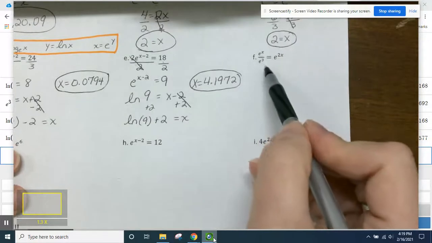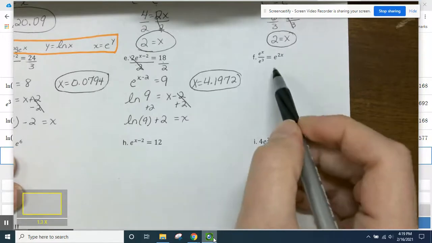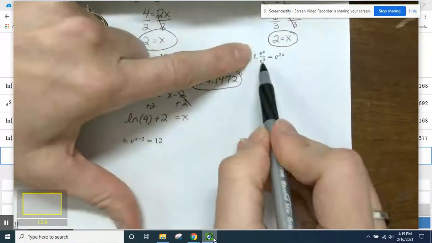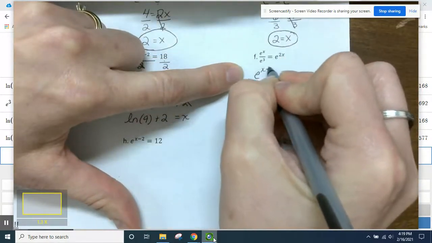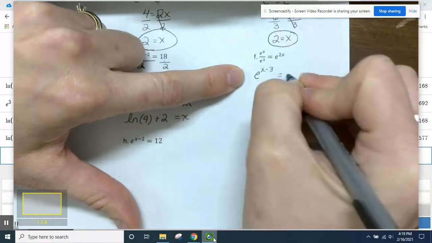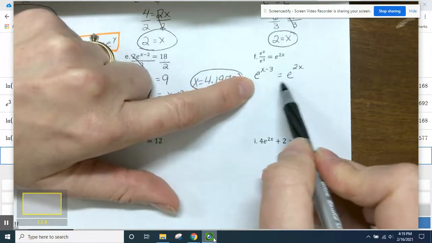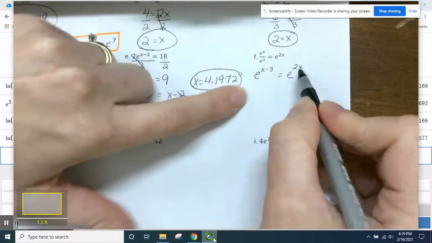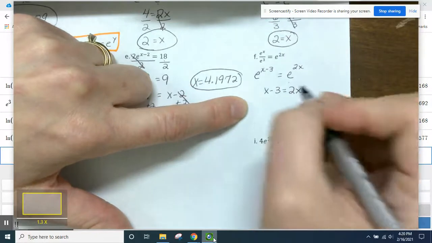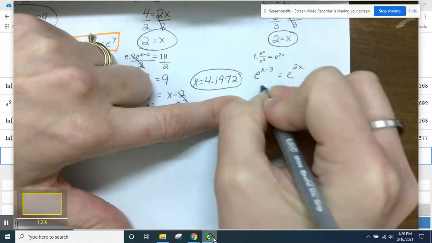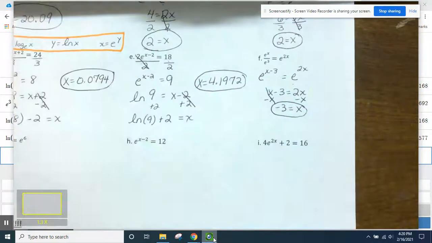Okay, e to the x divided by e cubed equals e to the 2x. Now, if you remember your properties of exponents, when you have like bases, you subtract the exponents. So we could rewrite this as e to the x minus 3 equals e to the 2x. Now we have like bases. So when you have like bases, you can set the two exponents equal to each other. X minus 3 equals 2x. Okay, we're going to subtract x from both sides. That gives me negative 3 equals x, which will be my answer.